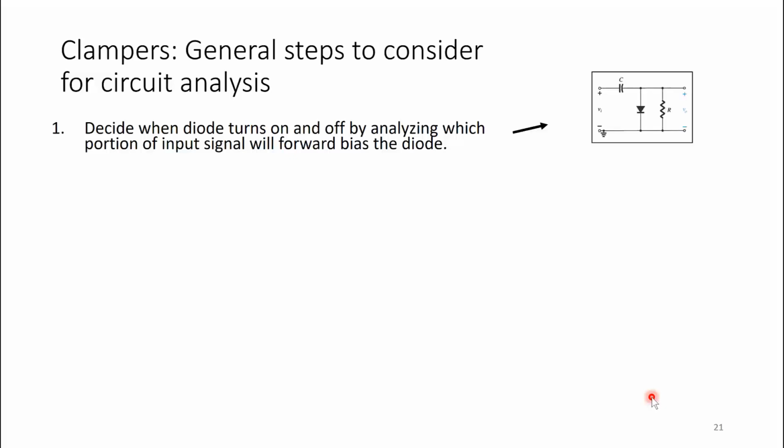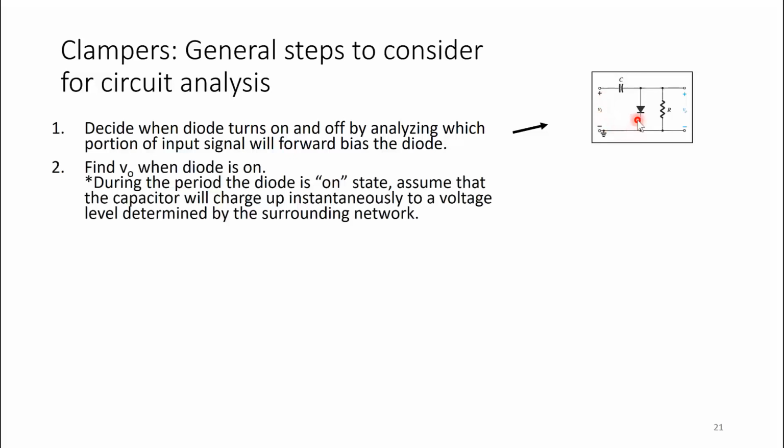of the input signal will forward bias the diode. Okay, so we have the circuit, we'll have to decide. So just looking at a quick circuit here, in the positive cycle it would forward bias the diode, so I can safely assume that the diode is on, is conducting when it's the positive cycle, but when this alternating current Vin changes direction, the diode will turn off.